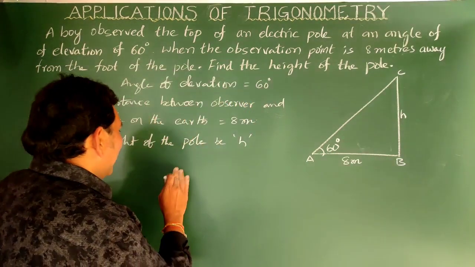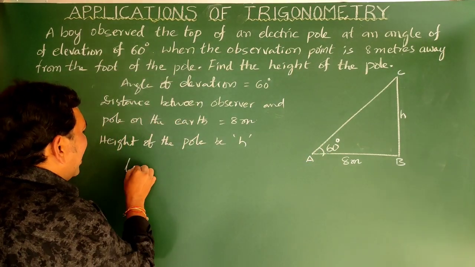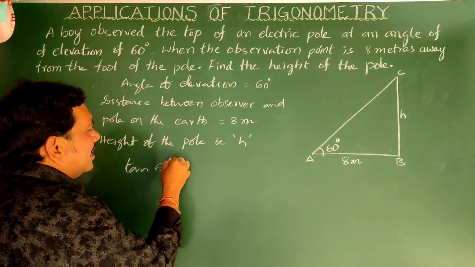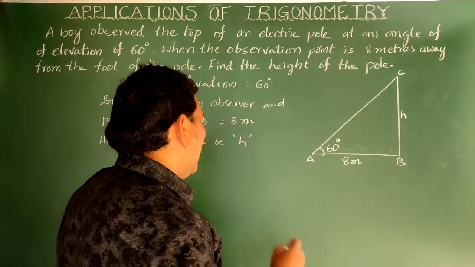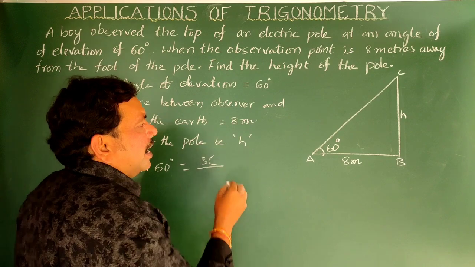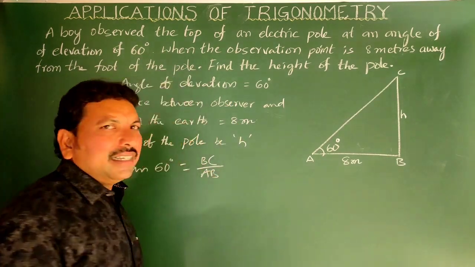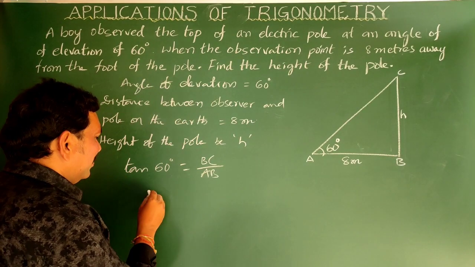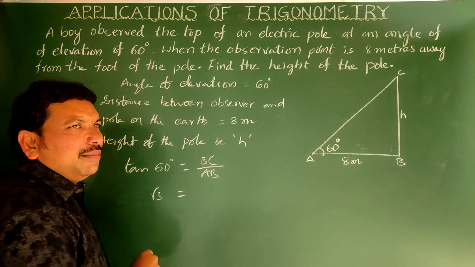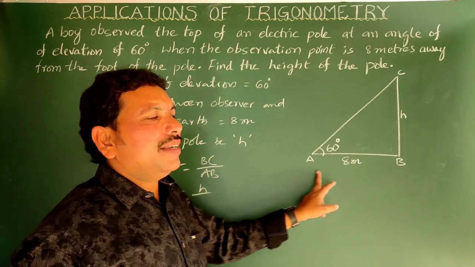Here, take the appropriate trigonometric ratio, which is tan. Tan 60 degrees is equal to the opposite side BC by the adjacent side AB. Right? What is the value of tan 60? Yes, exactly, root 3. Root 3 is equal to BC, which is H, by AB, which is 8.